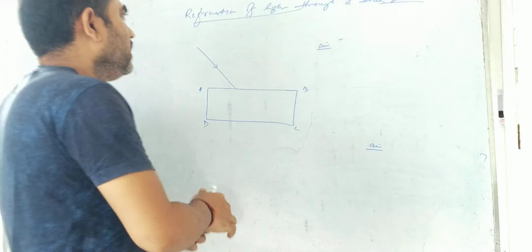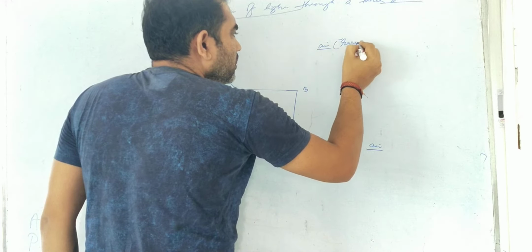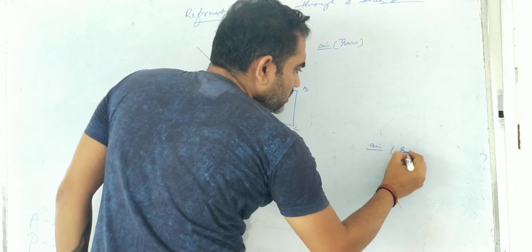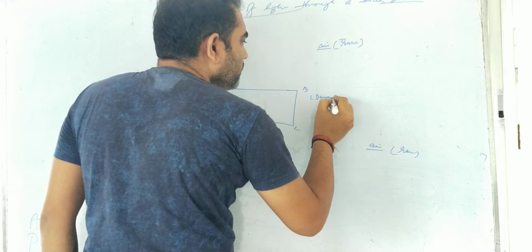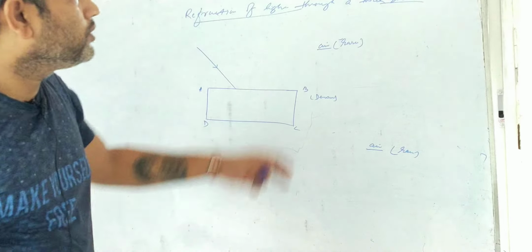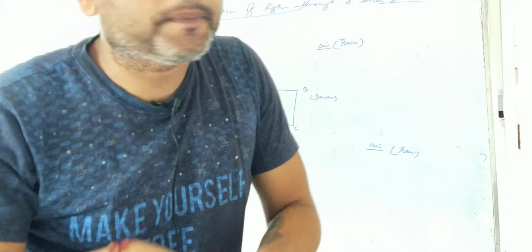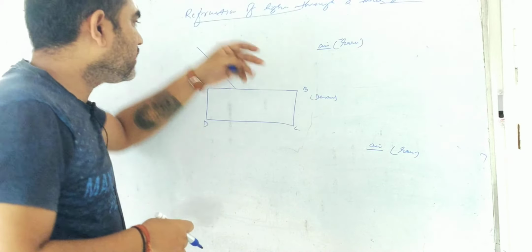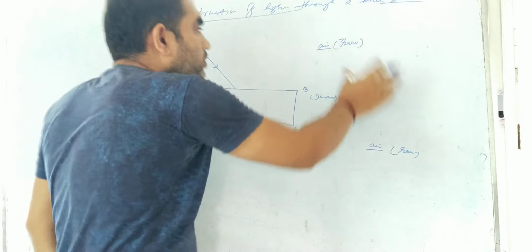That means air and glass: we have the rarer medium, and this one is again the rarer medium, this one is the denser medium. So here light is going to refract from the rarer medium to the denser medium, and in the next step light is going to refract from the denser medium to the rarer medium.